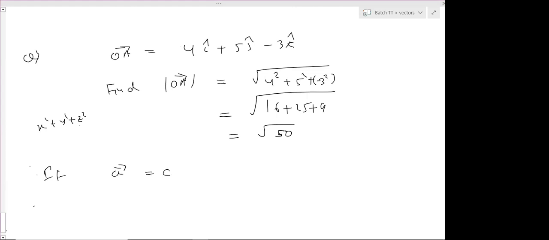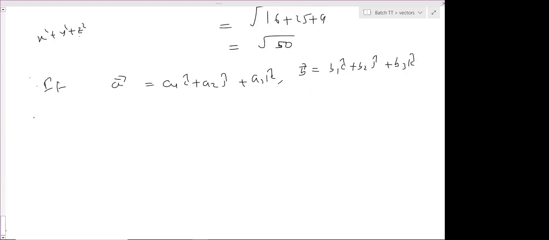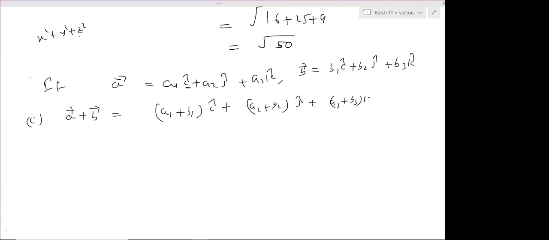If vector A is given as a1 i cap plus a2 j cap plus a3 k cap, and B vector is given as b1 i cap plus b2 j cap plus b3 k cap. All right. Then a few things you need to know. If I do A vector plus B vector, then do nothing, just add the coefficients of i, j and k. This will be (a1 plus b1) i cap plus (a2 plus b2) j cap plus (a3 plus b3) k cap. Very simple. This is true for minus also.